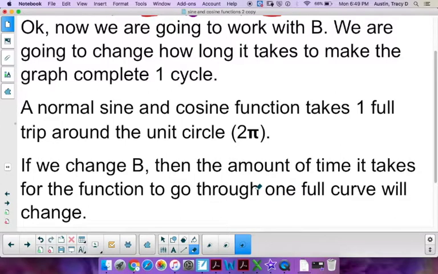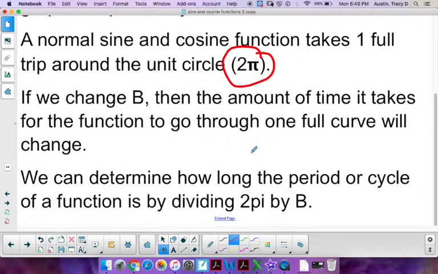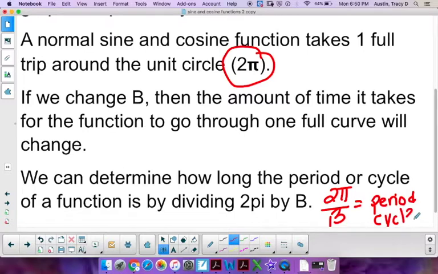Okay? And we have a very specific formula that you need to be writing down that we use to figure out what our new period or new cycle is. Okay? And it's not bad. It's based on what we know, that a regular one takes 2 pi. So the formula is we take 2 pi, what it would take for a normal function, and we divide it by whatever B is. Okay? And that gives you what we call the period or the cycle of the graph, how long for it to go through one full curve.